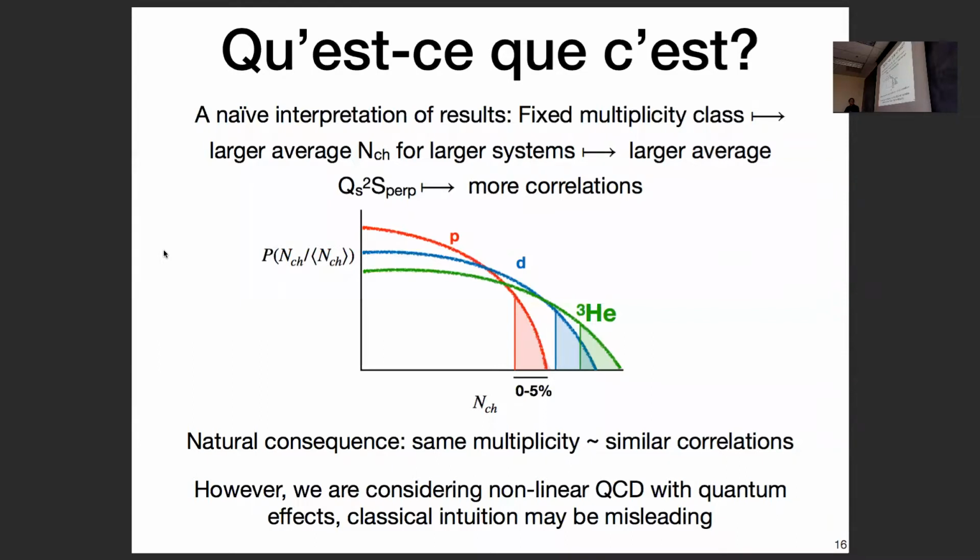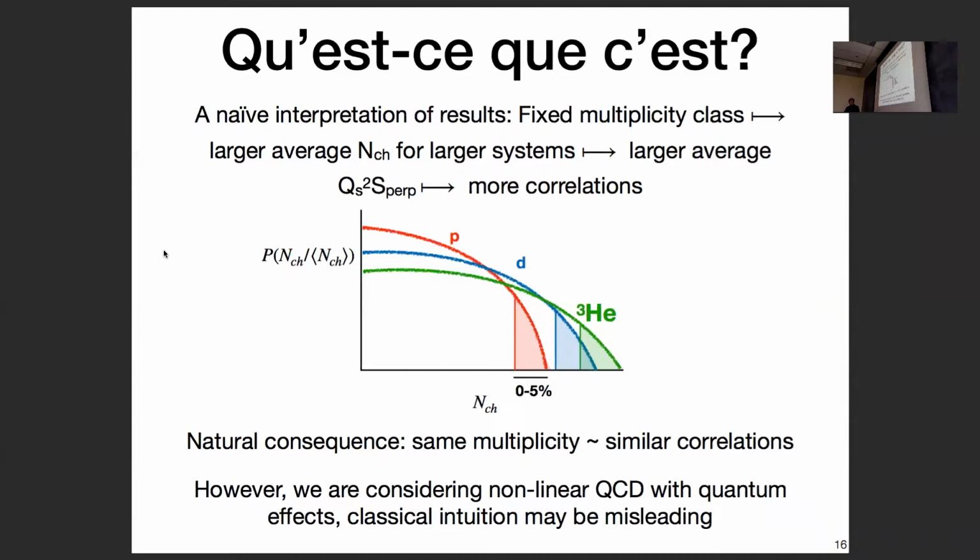Okay, and so maybe this larger average end charge will then give a larger QS of the projectile times this perp, and so depending on how these configurations are, this then generates larger correlations, or at least could maybe explain why we see this ordering where proton is less than deuteron, which is very close to helium-3.